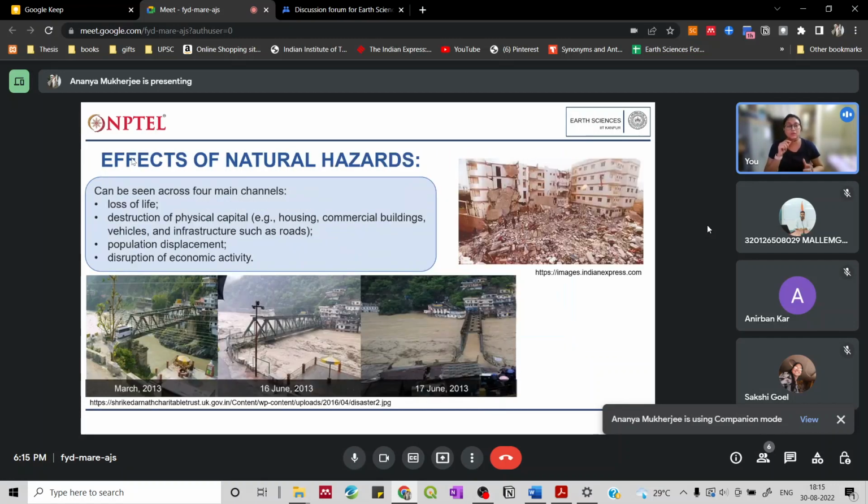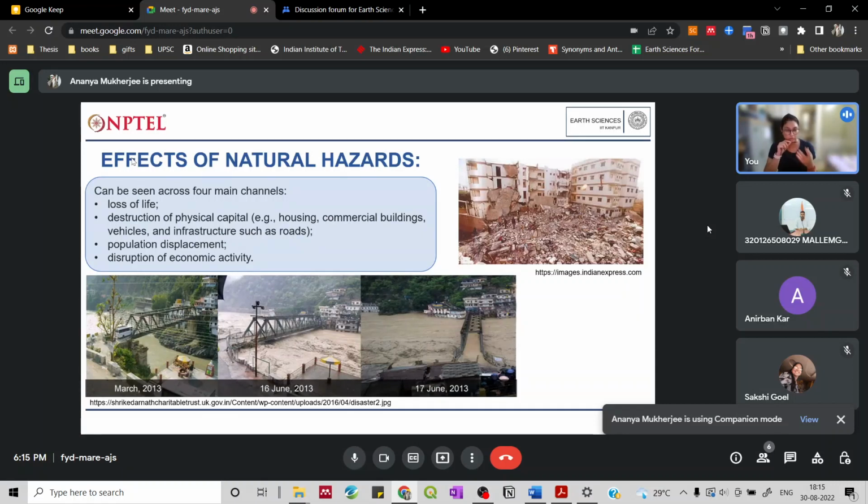So now we would like to know why studying natural hazards is so important, because natural hazards, as I have said before, can convert into a natural disaster, which affects the entire spectrum of our life.